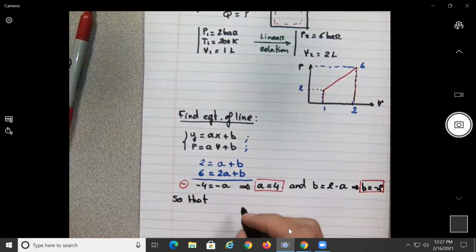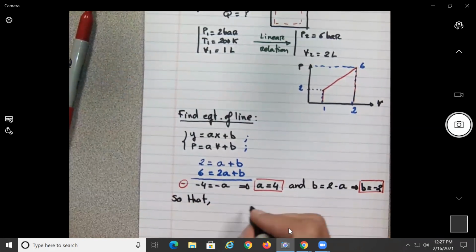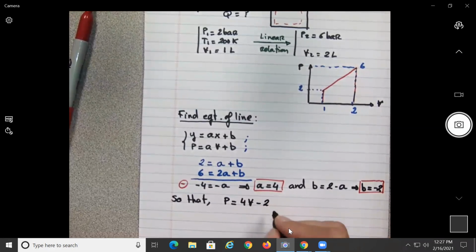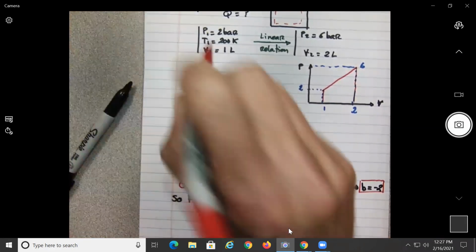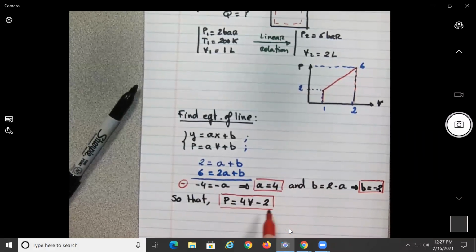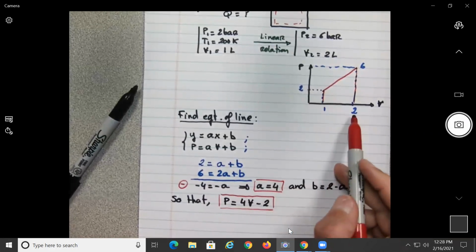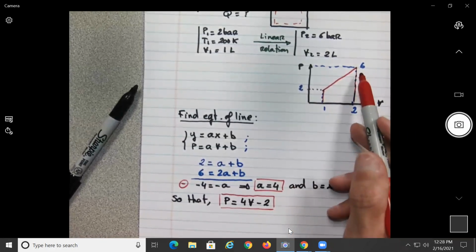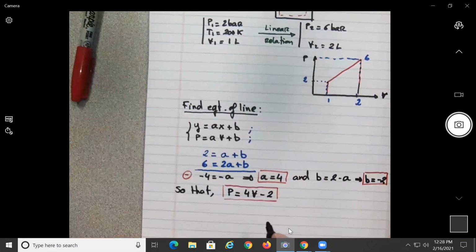So the equation of the line will be P equal to 4V minus 2. Let's go and check. If V equal 1, 4 minus 2, 2, no? If V equal 2, 8 minus 2, 6. All right? So now, by definition, what is the work?